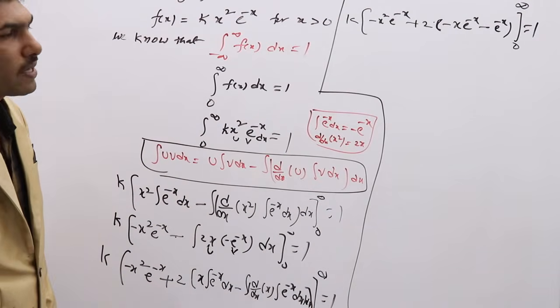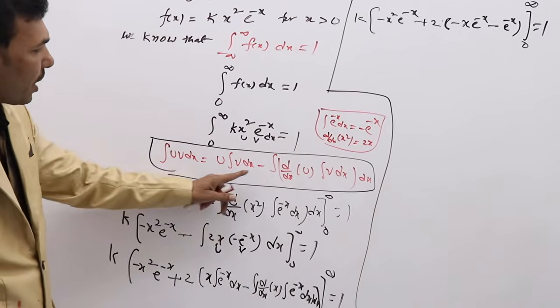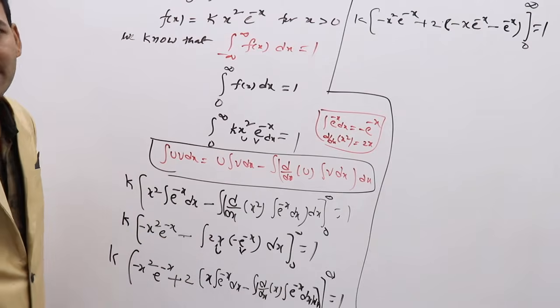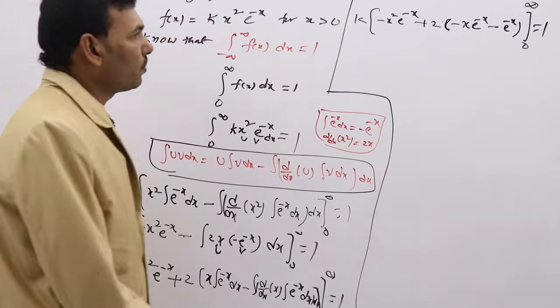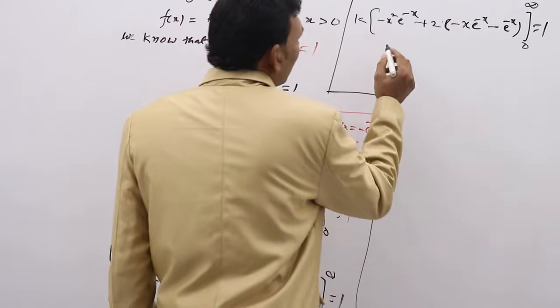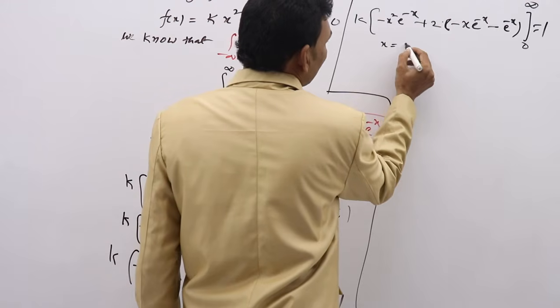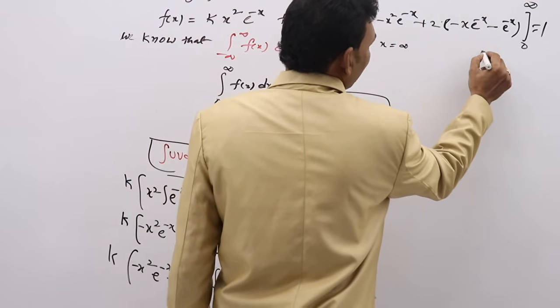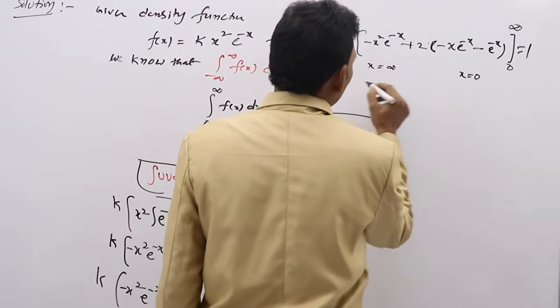Any doubts you may express anywhere. Simply we applied this UV rule 2 times. Nothing is there. Now write in the place of x infinity first. Next write in the place of x 0.